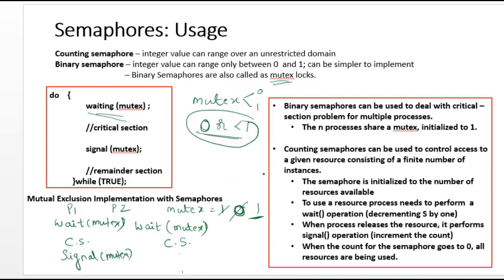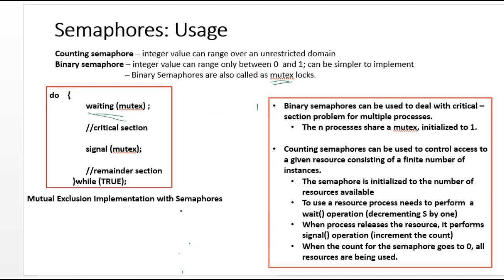Next, let us discuss counting semaphores. A counting semaphore can be used to control access to a given resource consisting of a finite number of instances. Let me clarify this. Let us try to understand counting semaphore with an analogy. Suppose there is a hotel lodge with 3 rooms, which can be occupied one person at a time. One room, only one person can occupy.